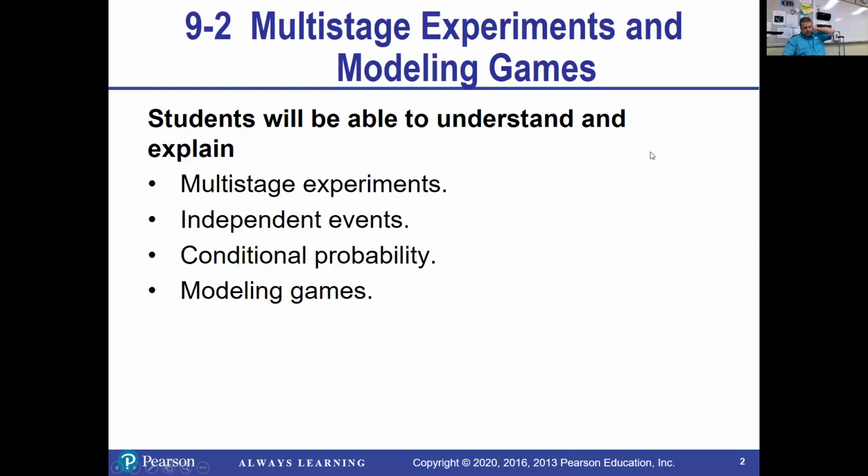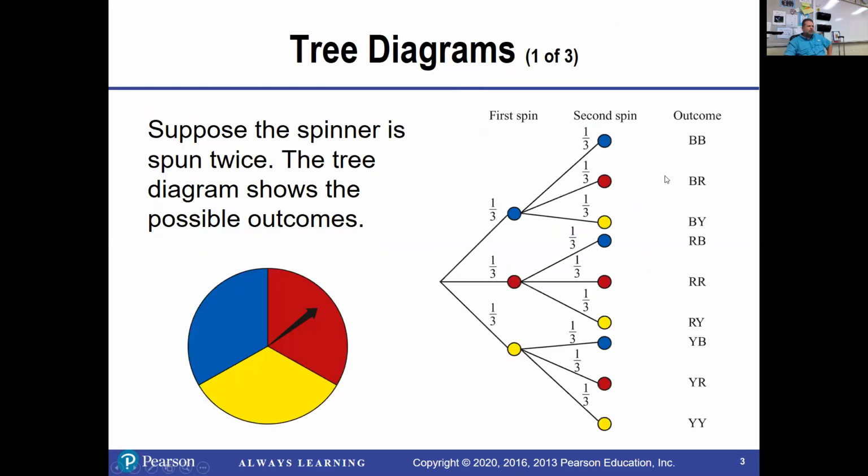9.2, which is we're going to be talking about multi-staging experiments. I won't do too much of the modeling games, but we're going to look at what it takes to have multiple steps of the experiment, independent events, and conditional probability. Okay, so first of all, let's talk about tree diagrams.